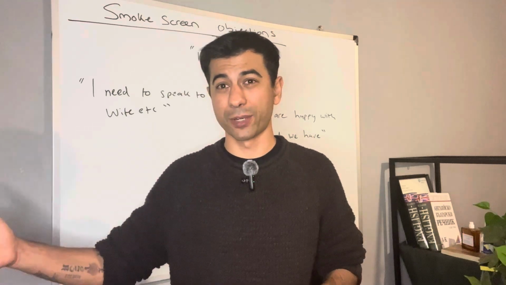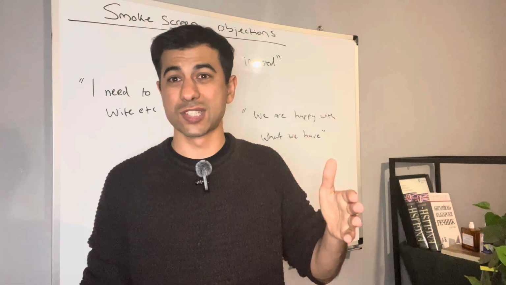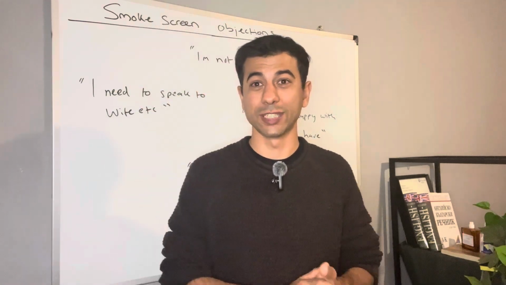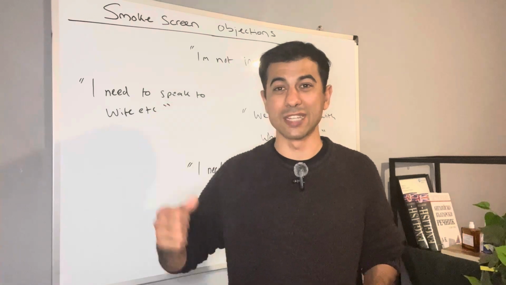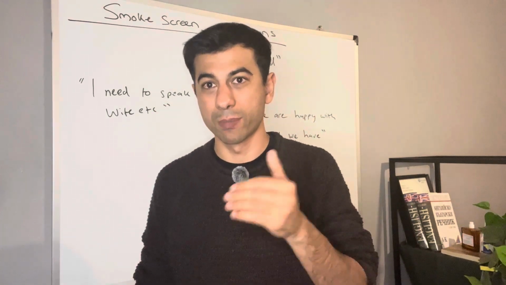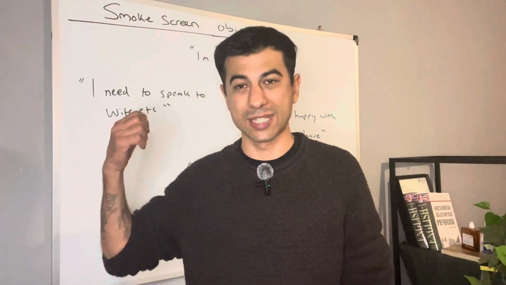It's like being at a bar and you're trying to talk to a girl and she's telling you, I have a boyfriend, instead of telling you, you're really ugly. Okay. So what we want to do is get the prospect to tell you what the real objection is. So we're going to use this technique and I'm going to show you exactly how it works.